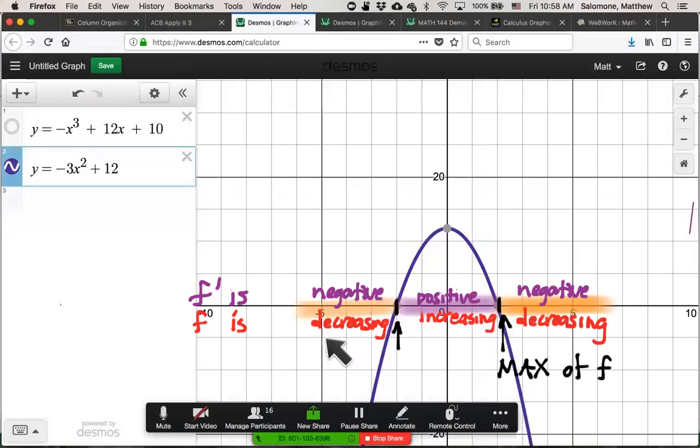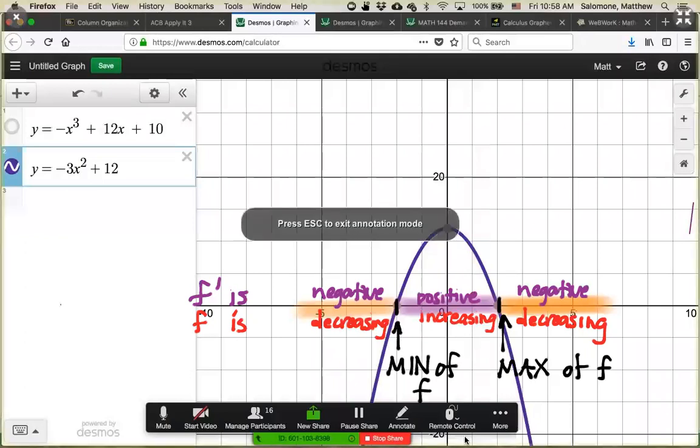And for the same reason, when I switch from decreasing to increasing, we end up with a local min of the function f. This is what's called the first derivative test. And it's my favorite way of figuring out whether or not a critical point is a local maximum or a local minimum, just based on what the first derivative of the function is telling us.